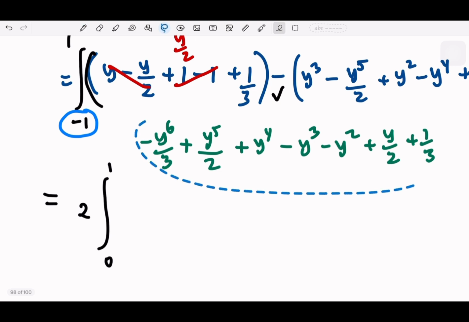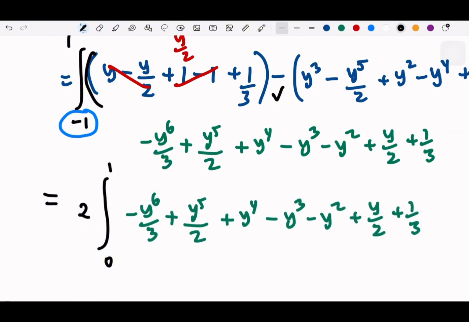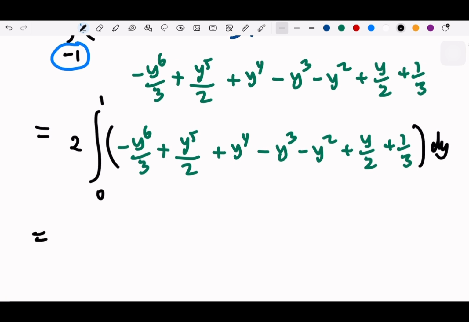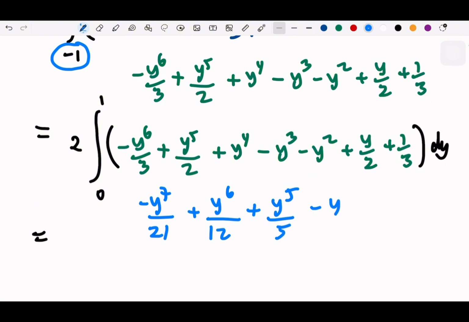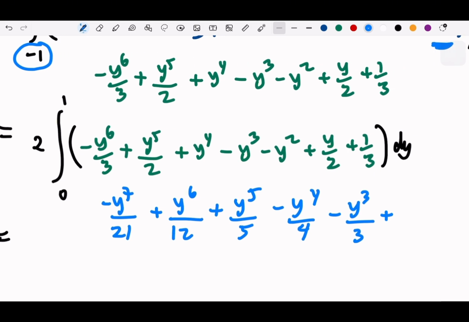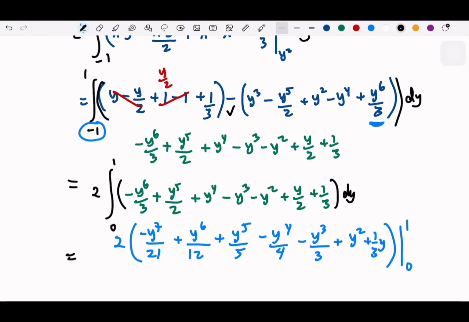And basically, we can take this and the y. So this will be negative y to the 7 over 21, plus, it's 12. And it's going crazy here. I think you could just put the numbers in your calculator. I will try my best to prepare the exam so that the numbers will not be too complicated. And then this will be multiplied by 2 and plug in 0 to 1. I will just end it here. I think you can just compute this and then get the number.